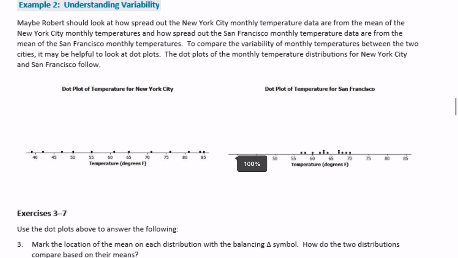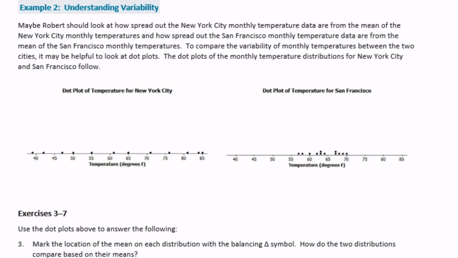Okay, so understanding variability. Maybe Robert should look at how spread out the New York City monthly temperature data are from the mean of the New York City monthly temperatures, and how spread out the San Francisco monthly temperature data are from the mean of the San Francisco monthly temperatures. To compare the variability of monthly temperatures between the two cities, it may be helpful to look at dot plots. The dot plots of the monthly temperature distributions for New York City and San Francisco follow.